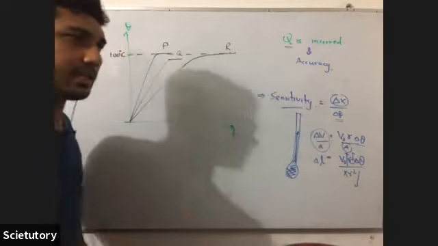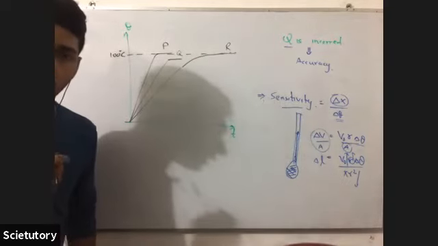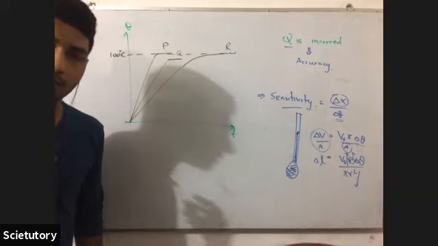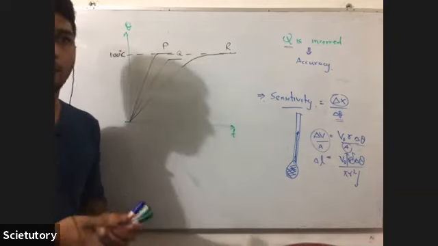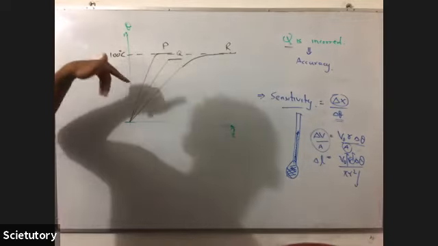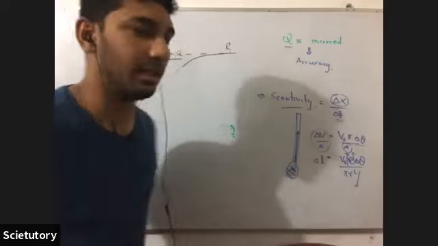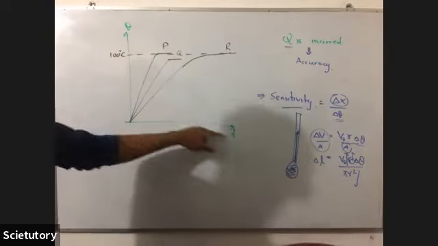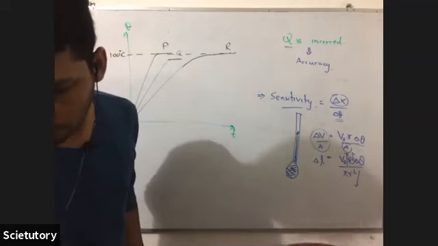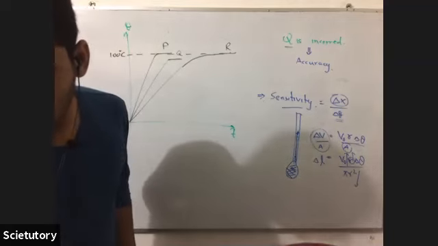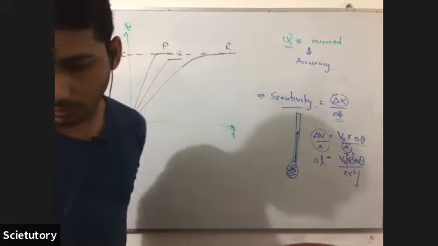Can you tell anything about sensitivity using these graphs? Can you come to any conclusion regarding sensitivity? No, because you don't have any detail about the change in the length. It is the graph for theta with time, so you can't tell anything about the sensitivity. The next is: thermometers P and R are accurate but not Q. That is very obvious. Q is not accurate.